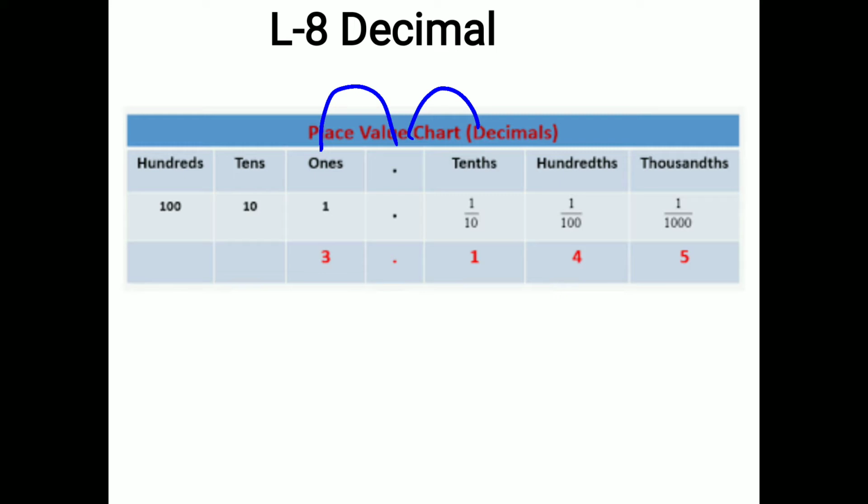So the first place will be of tenth. Tenth means 1 by 10. Hundredth means 1 by 100. Thousandth means 1 by 1000. Clear? I have taken one example, 3.145.